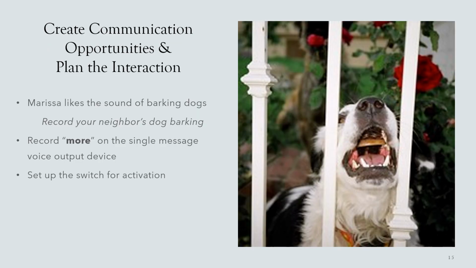Let's take a look at planning an interaction for Marissa. She likes the sound of barking dogs. You have dogs or your neighbors have dogs. Go ahead and record the dogs barking. Also record the word more on the Big Mac and set up the switch for activation, whether you are attaching a switch to the Big Mac or Marissa presses the Big Mac itself.